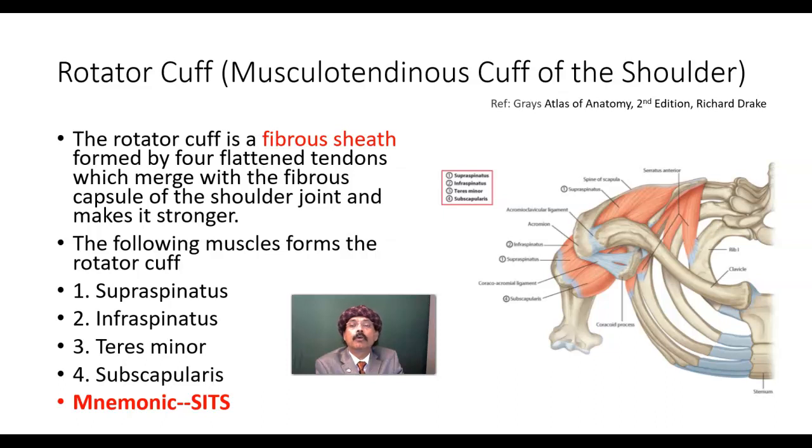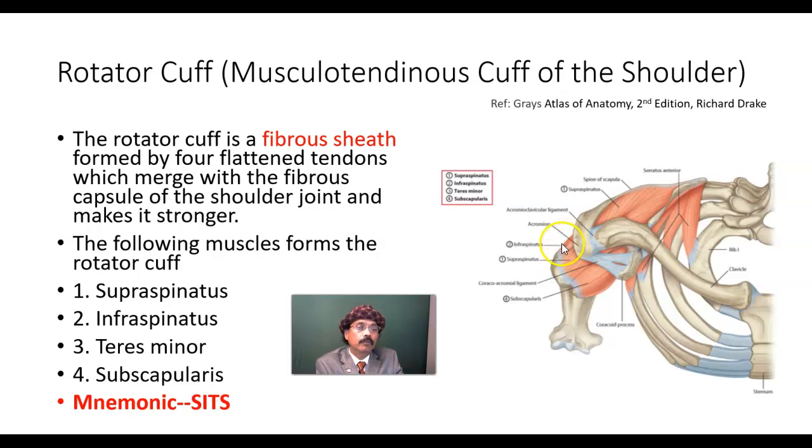Today I will discuss the anatomy of the rotator cuff, also called the musculotendinous cuff of the shoulder. What is the rotator cuff? The rotator cuff is a fibrous sheath formed by four flattened tendons which merge with the fibrous capsule of the shoulder joint and makes it stronger.